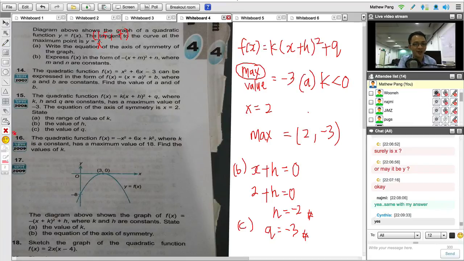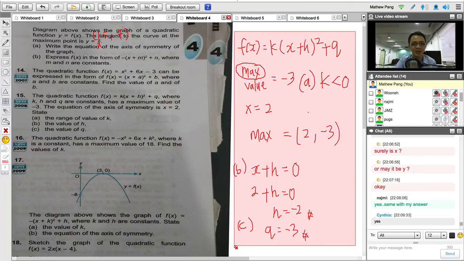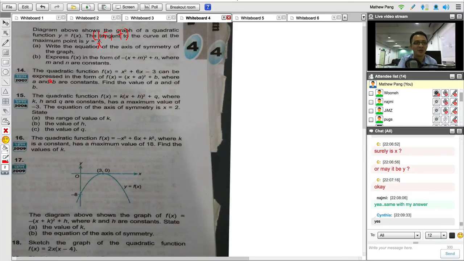Yes, let's find out question 16. I will go a bit fast because we are running out of time. Alright, question 16. f(x) equals this one, and the maximum value is 18. Find the values of k. So first, we got negative x squared plus 6x plus k squared.